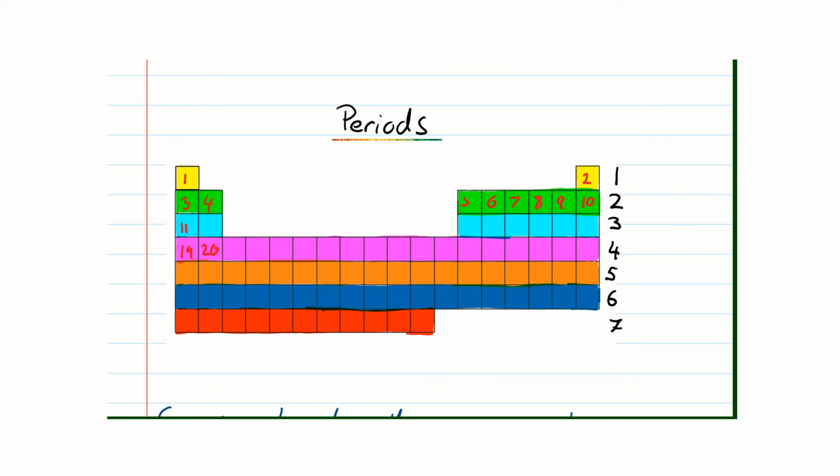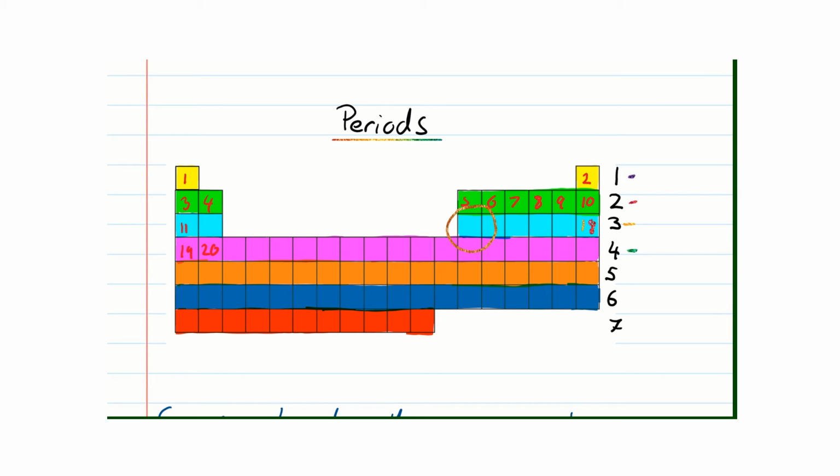So the first and second electrons are in group 1. The 3rd through to 10th electrons are in group 2. The 11th through to 18th electrons are in group 3. And numbers 19 and 20 are in group 4. So from the location of your elements, you can read off exactly what its chemistry is going to be similar to.